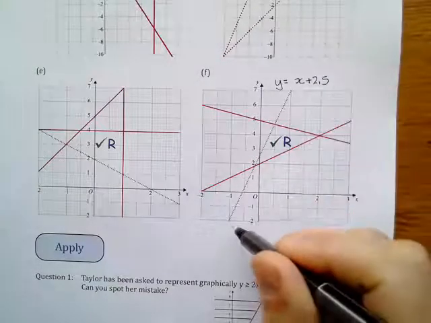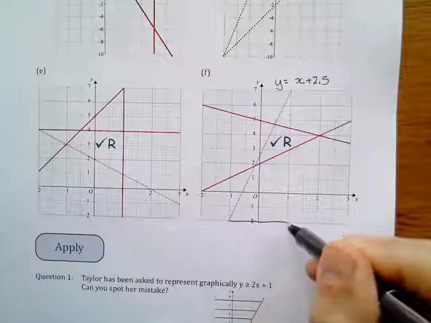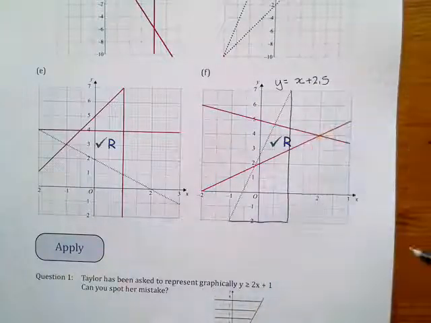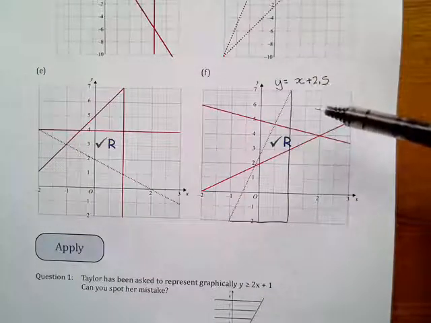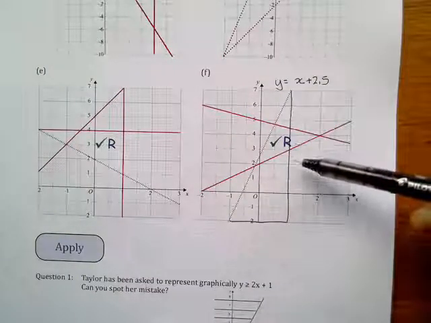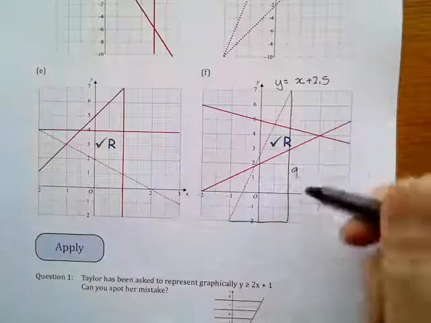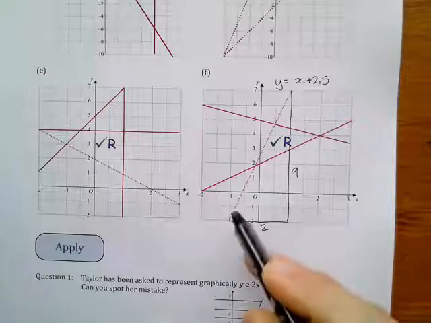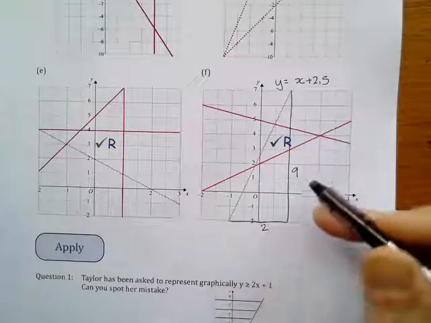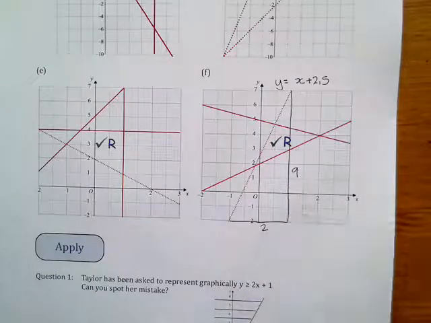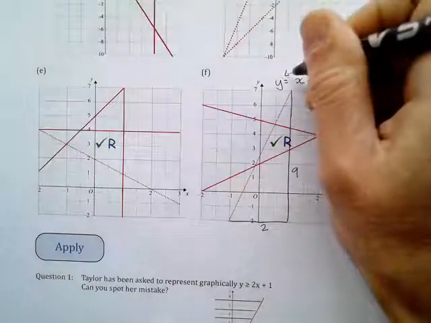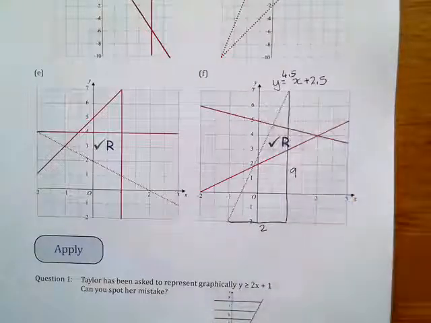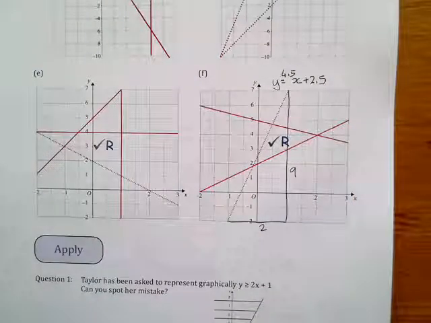I'm going to go from -1 to 1 across the bottom there, and then up to the top there, like that. I can see that that is 1, 2, 3, 4, 5, 6, 7, 8, 9, and that is 2 from -1 to 1. Using the scale, not counting the squares, it's 2. So the gradient is 9 divided by 2, which is 4.5. Can't fit it in. Didn't know it was going to be a decimal. So that is the line y equals 4.5x plus 2.5.